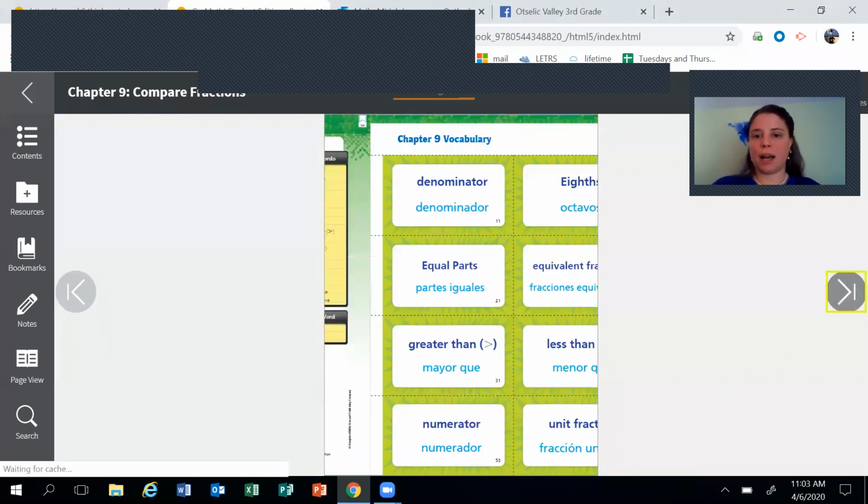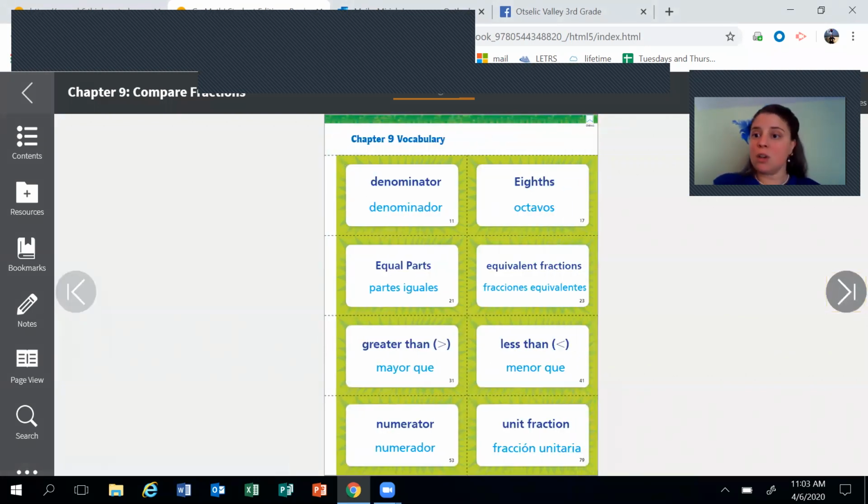So that's why I went ahead and went to the flashcards. You can do the flashcards too if you want. So the first word in our vocabulary is denominator. Is that the top or the bottom of the fraction? It is the bottom, D for down, okay?